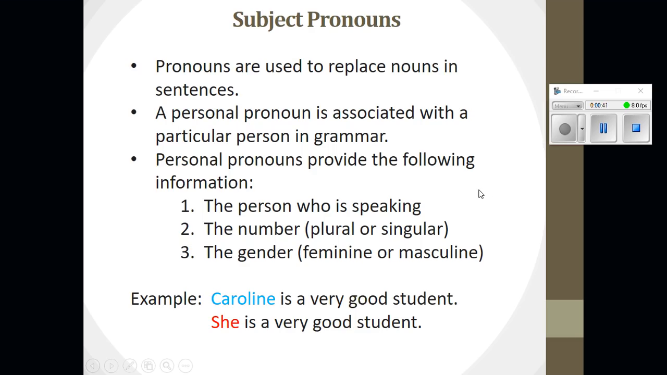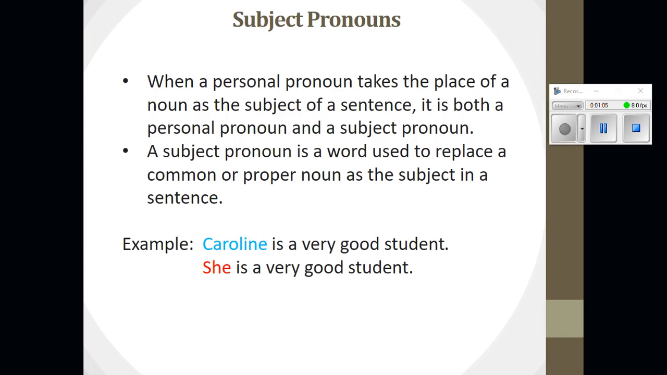So look at our example in English here. It says, Caroline is a very good student. The person who is speaking in this sentence is Caroline. The number of people speaking is 1. We see that Caroline is one person. And we also know the gender, she is a girl. Okay, so if we want to use a pronoun to replace her, we would use she in English. She is a very good student.